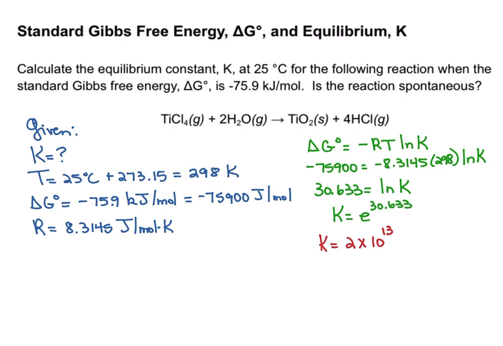Now I want to talk about how K is related to whether this reaction is spontaneous or not. So K is a large number, meaning K is greater than 1. And that means that it favors the products. And if K is greater than 1 and favors the products, that means the reaction is spontaneous, the way it's written.